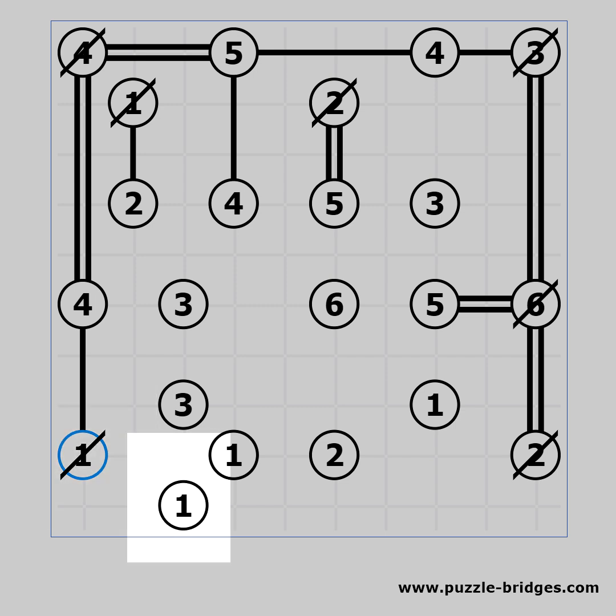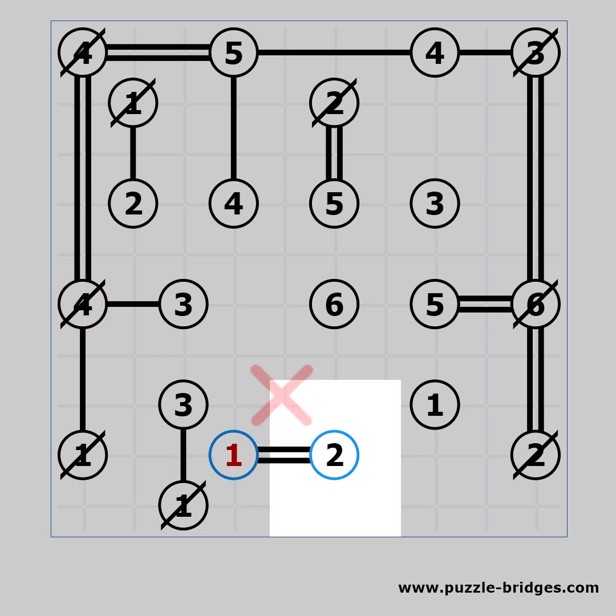This 1 can only be connected to the 3 above. This 4 needs 1 more bridge. We can only connect it to the 3. Take a look at this 2. It can connect to the 1 and to the 6. We cannot have both bridges to the 1. At least one of them must connect to the 6.